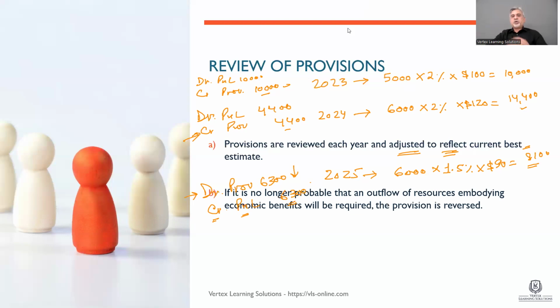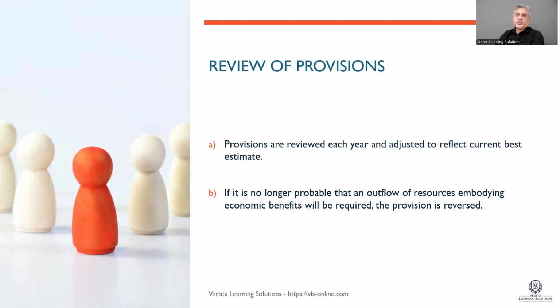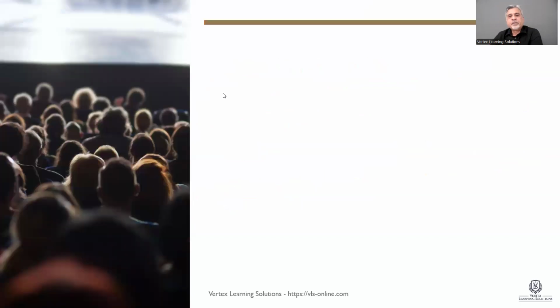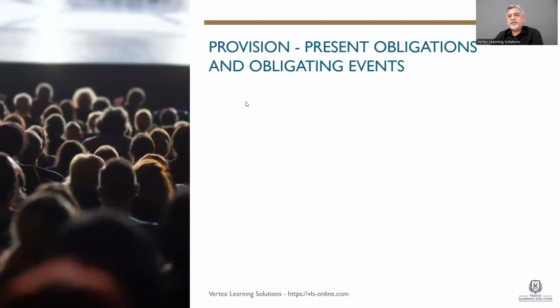If it is no longer probable that an outflow of resources embodying economic benefits will be required, the provision is reversed. You can reverse a part of that provision, which I just did, 6,300. Maybe you say nothing is required, then you can reverse it fully. It depends on how much amount you want to keep in provision. Then you say present obligation and obligating events. So what are the obligating events? We said in the beginning that it is about present obligation.